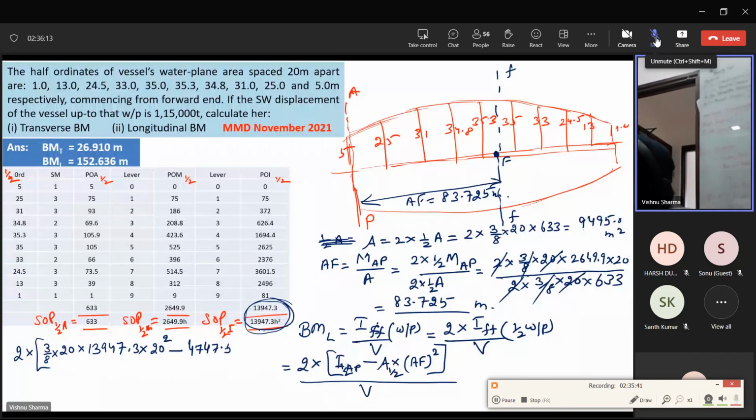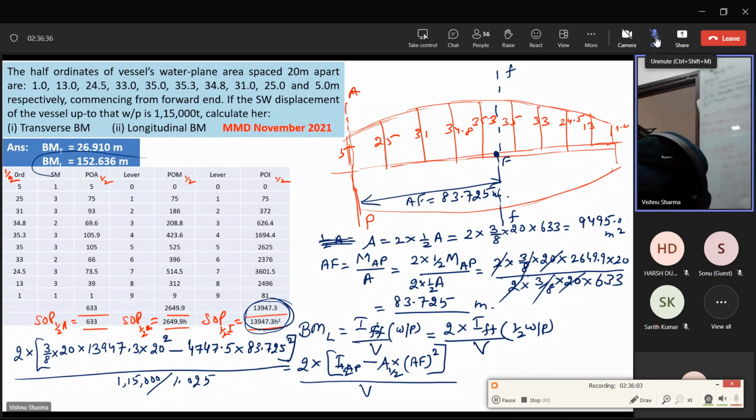Half area into AF square, 83.725 square, divided by volume of displacement. Volume of displacement will be 1,15,000 divided by 1.025. And when you solve this expression, it should give you the answer of 152.636.